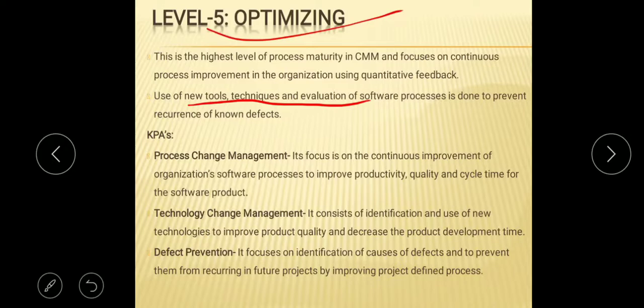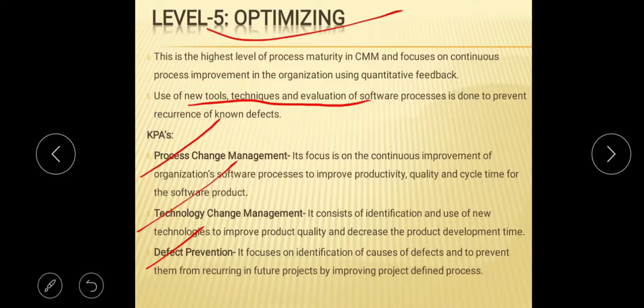Now, the KPIs present here are process change management, technology change management, and defect prevention. Process change management, its focus is on continuous improvement of the organization's software processes to improve productivity, quality, and cycle time for the software product.